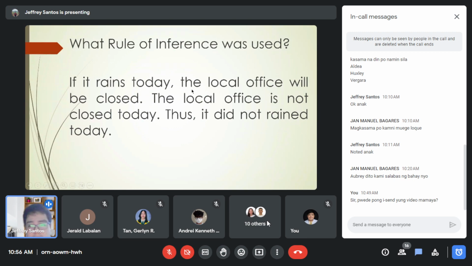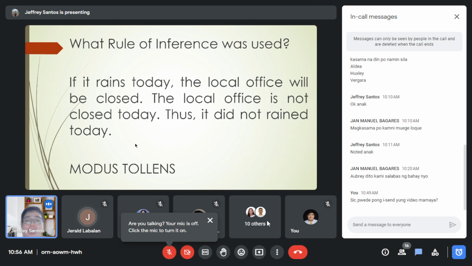If it rains today, the local office will be closed. So this is P implies Q. The local office is not closed today, not Q. Thus, it did not rain today. Therefore, not P. What's the rule of inference? Modus tollens po. Ayan, good. Modus tollens. Ganun ha. So, you are just going to determine the rule of inference used for each of the given arguments. If I'm not mistaken, 8 sentences or arguments ang given dito sa part na to.